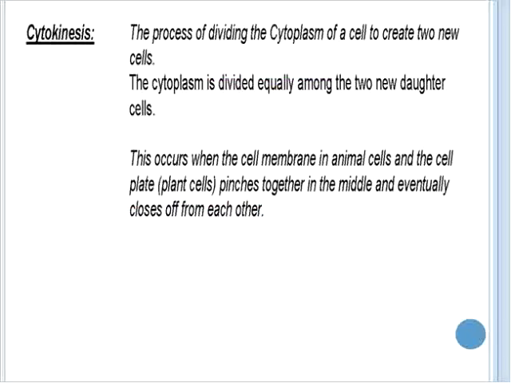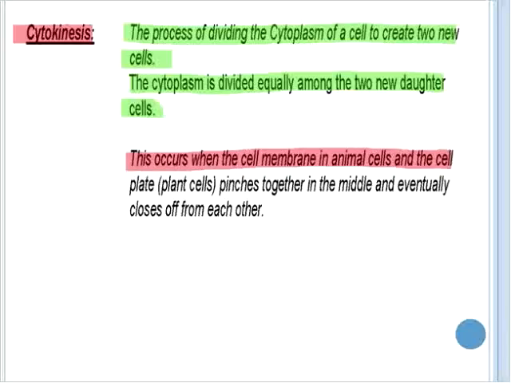Cytokinesis is the process of dividing the cytoplasm of the cell to create new cells. In fact, the cytoplasm will be divided equally among the two new daughter cells. And this occurs when the cell membrane in animal cells, and the cell plate in the case of plant cells, pinches together in the middle and eventually closes off from one another.